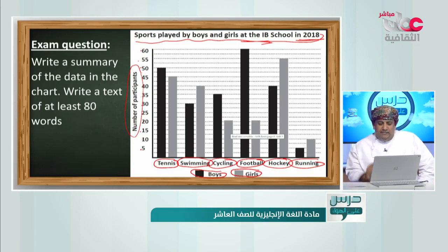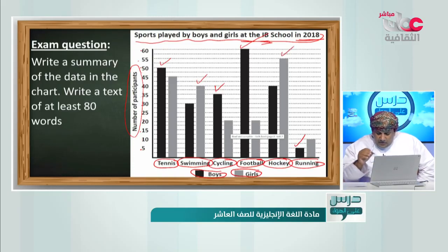So we should look deeply. Which is the biggest or the most popular sport in this chart? Yes, it's football for boys. Which is the least, يعني أقل شيء? It's running for girls. It's about 5, I think. But which is more played by boys? Tennis is more, cycling is more. Yes, football is more boys and then girls. Which is more girls than the boys? Swimming is more girls.